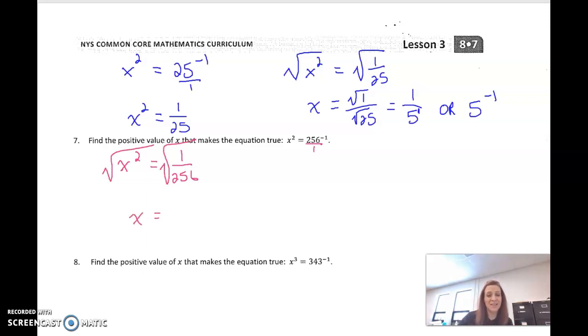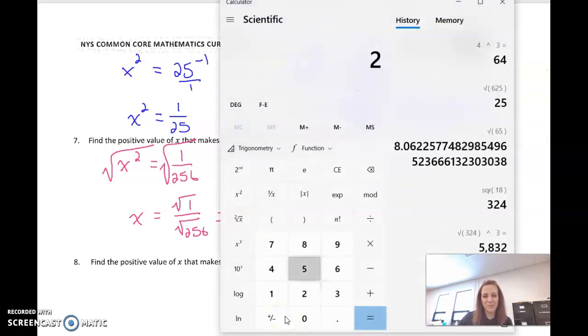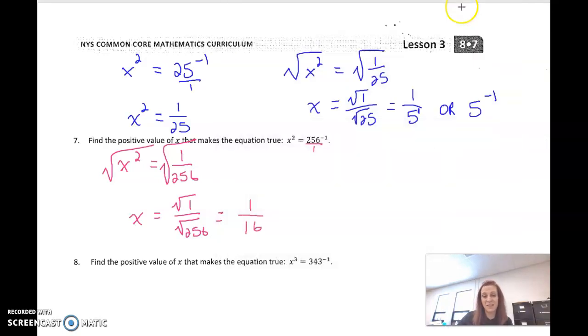So this gives me x equals, and I really can't necessarily see what fraction times itself would be 1 over 256, but I know I can do the square root of 1 over the square root of 256. What is the square root of 1? What number times itself equals 1? 1. Square root of 256? I can do that right here. And it's 16. So this would be 1/16. Or, again, if you're comfortable, you can write it as 16 to the negative first. I don't really care either way.